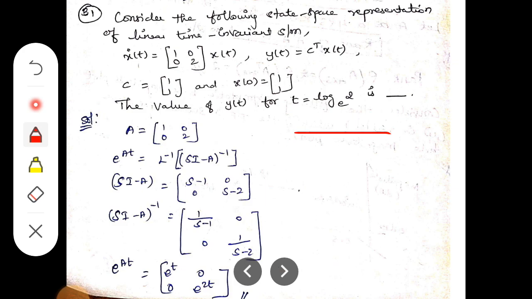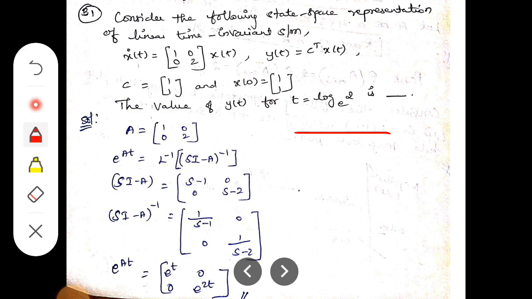So in a state space representation, x dot is equal to x into a plus b into u, and similarly y is equal to c into x plus d into u. U is the input vector. So here they provide x dot as a 2 cross 2 matrix times x of t. So the A matrix is 2 cross 2: 1 0 0 2.